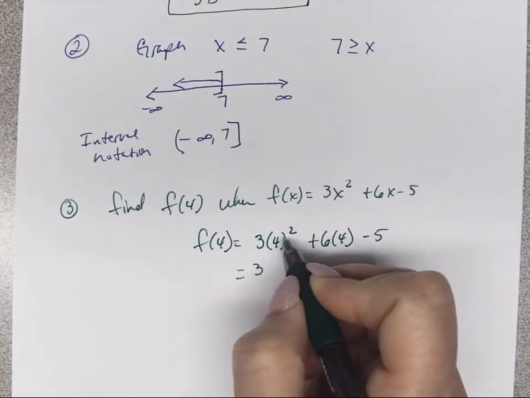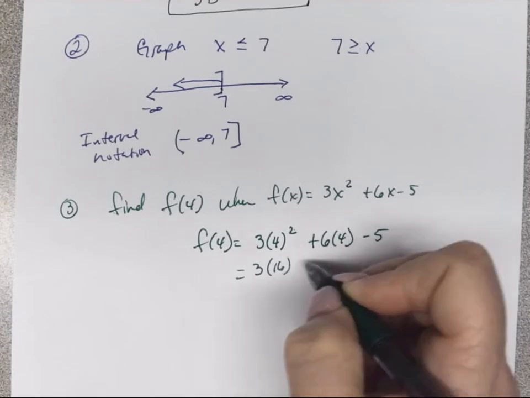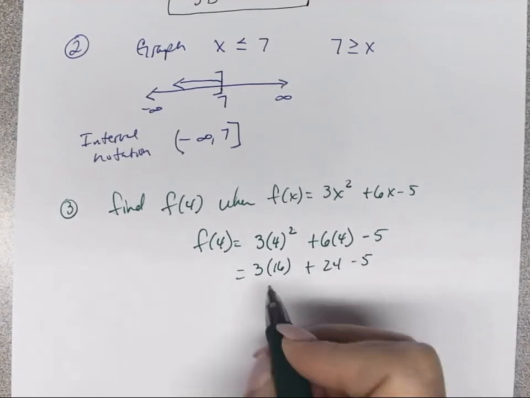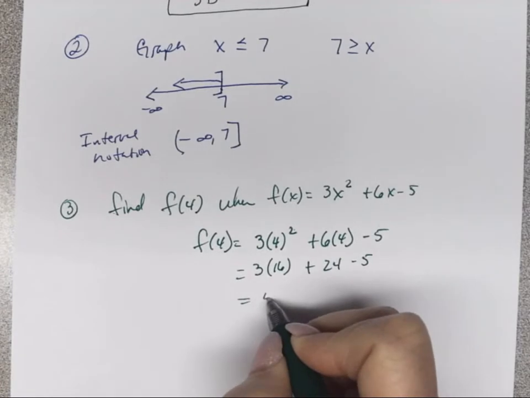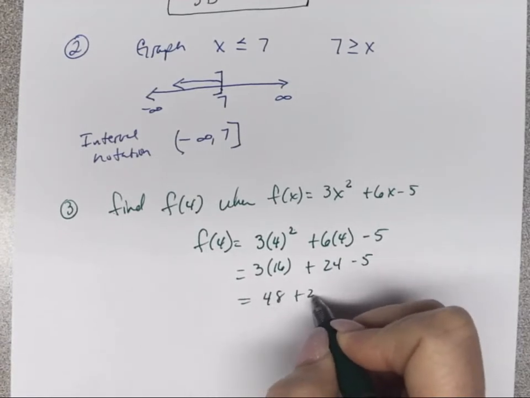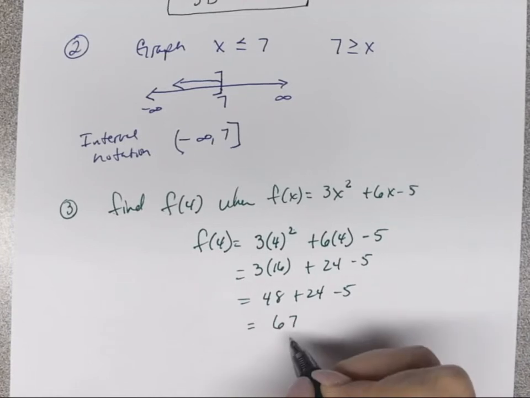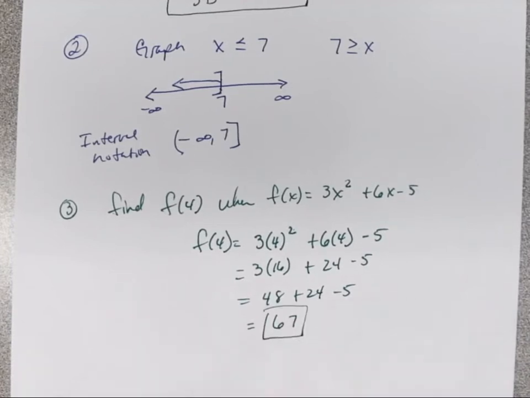So we have 4 squared would be 16. 6 times 4 is 24 minus 5. 3 times 16 will get us 48 plus 24 minus 5. When we add that together, we get 67. So this would be our final answer there.